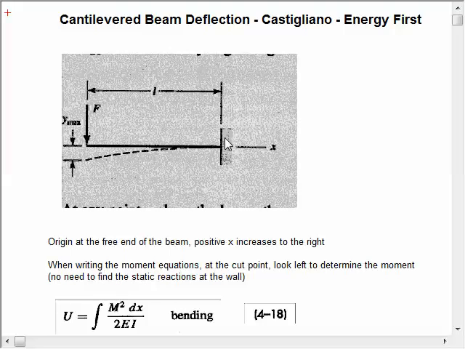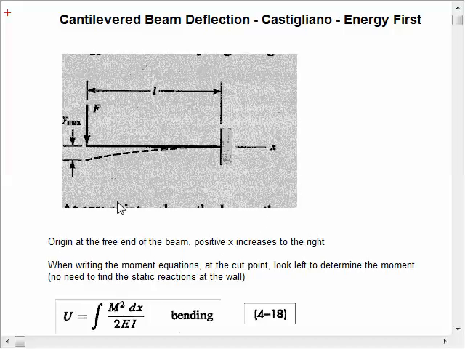And so for the cantilevered beam, if you notice in this picture, X is heading positive to the right. And I'm going to call the 0 point of this coordinate system right here where the load is applied. And so my origin of the coordinate system is at the point where the load is applied. That's X equals 0, X positive to the right.